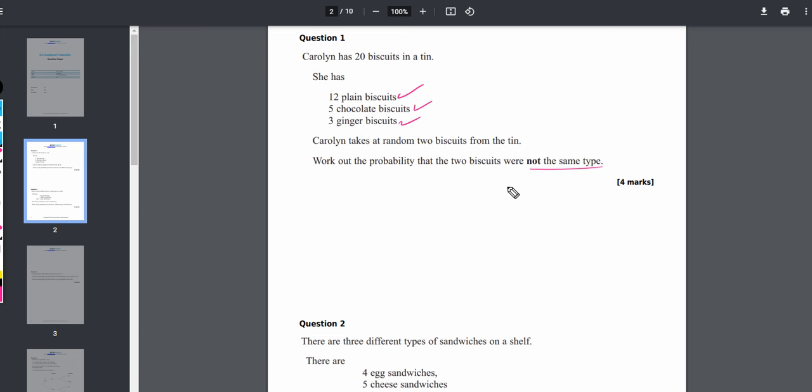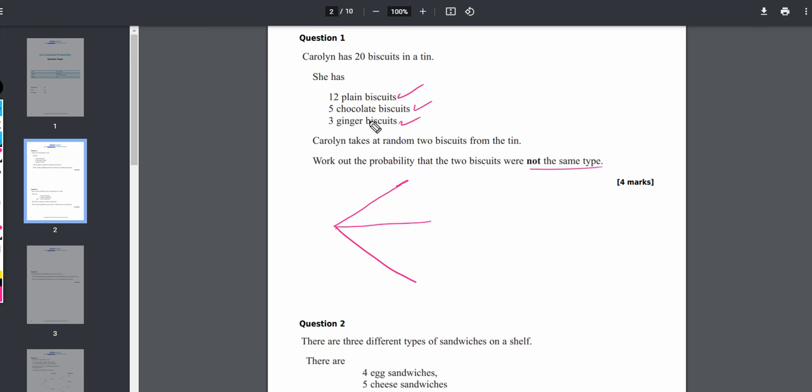So there are two events. The first event is when she picks up the first biscuit, and the second event is when she picks up the second biscuit. So for that purpose, I think I have to make a tree diagram. So let's make the tree diagram for this situation. So there are 3 events.